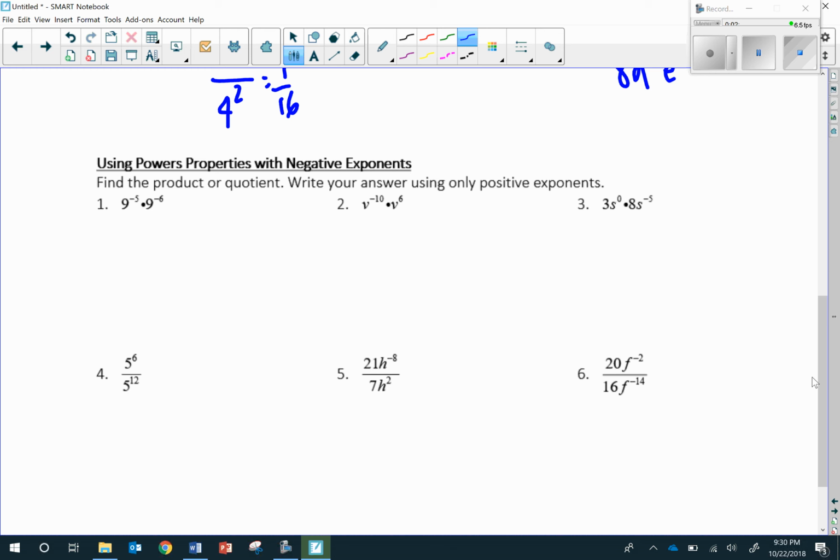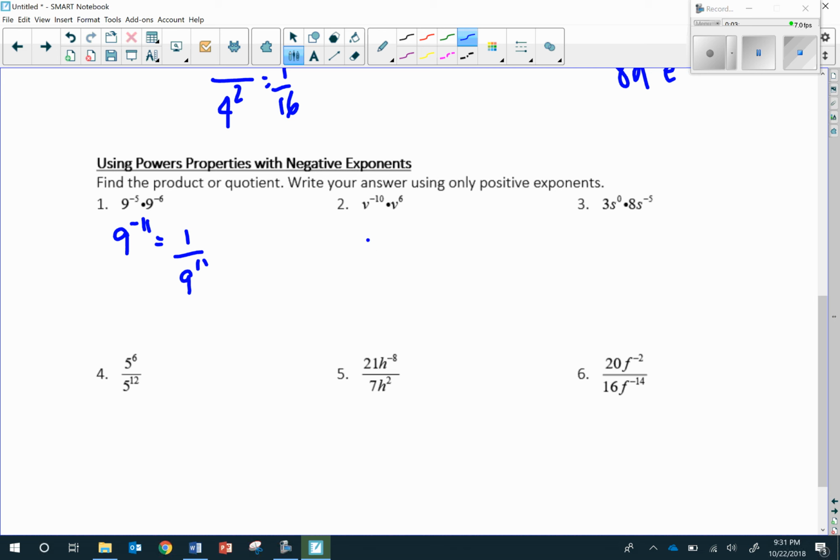All right, so now we're going to talk about using the power properties, which is what we talked about in the last section, but now we're going to use negative exponents. So in our first example, we have the same base of 9. So we're going to have 9, and we're going to add our exponents together. Negative 5 plus negative 6 is negative 11. We want to get rid of that negative exponent, so this equals 1 over 9 raised to the 11th power.